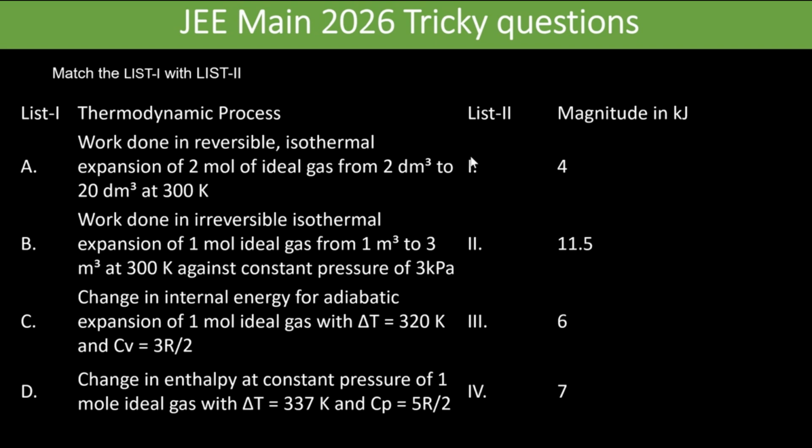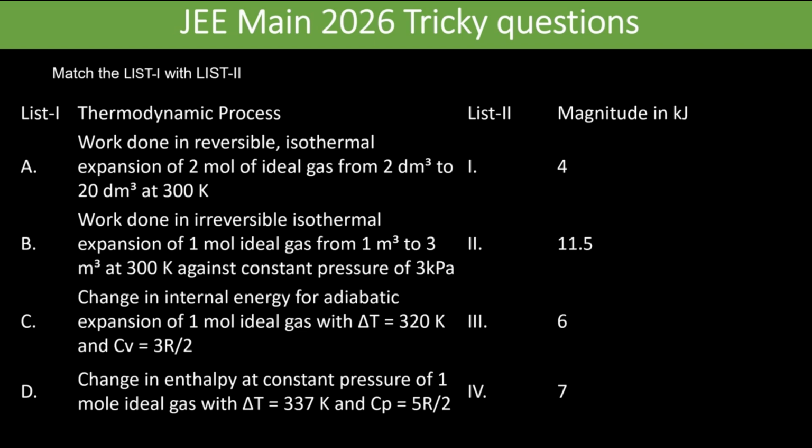Thermodynamic process and then magnitude in kilojoules they have given. This is an advanced type of question. I know that this is slightly bigger. Let's see. The first one, work done in reversible isothermal expansion of 2 mole of ideal gas from 2 decimeter cube to 20 decimeter cube at 300 Kelvin. Let's solve one by one.